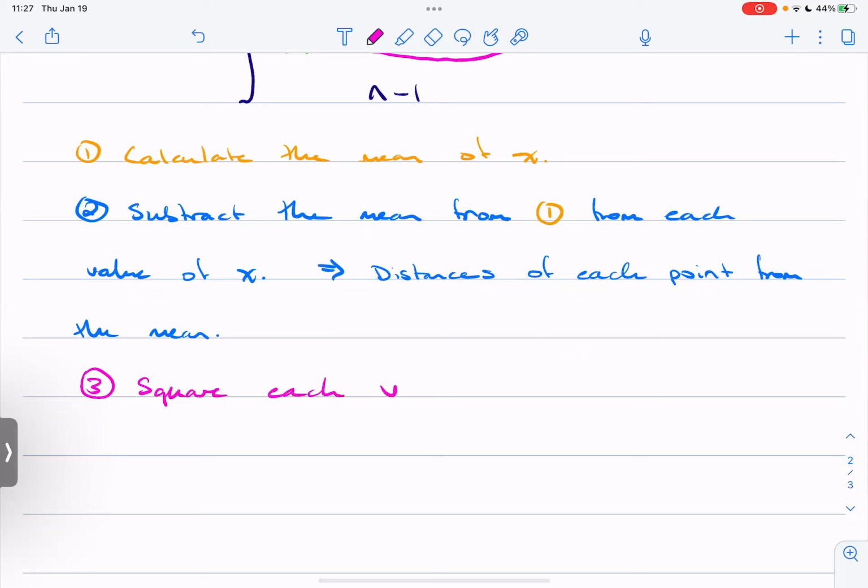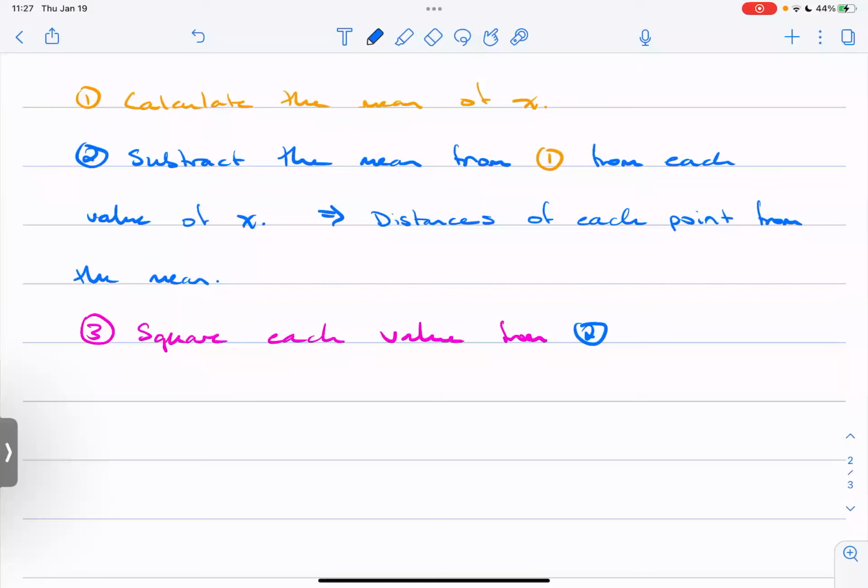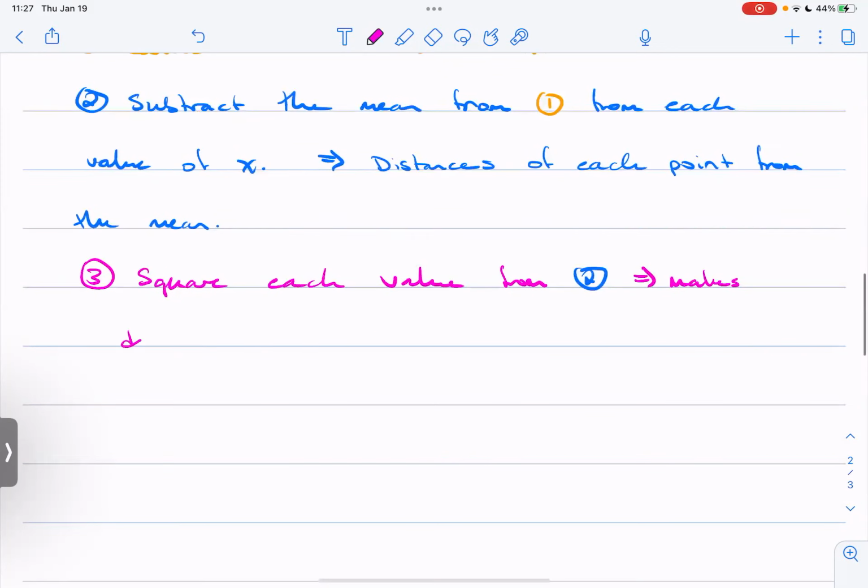Square each value from step 2. And this has what effect? Positive. So it makes distances positive, and it amplifies large distances.